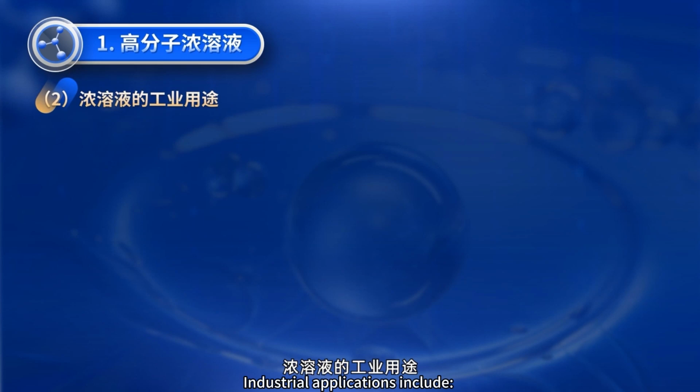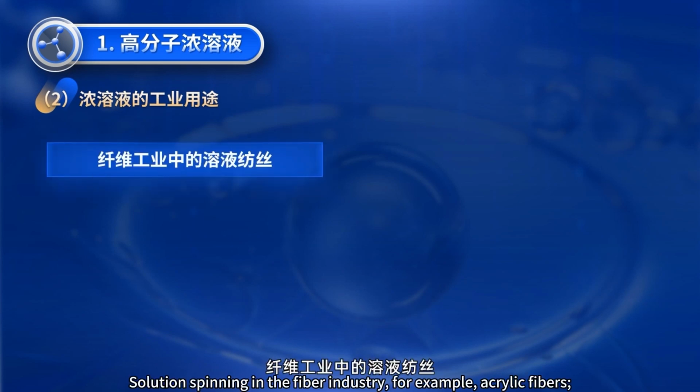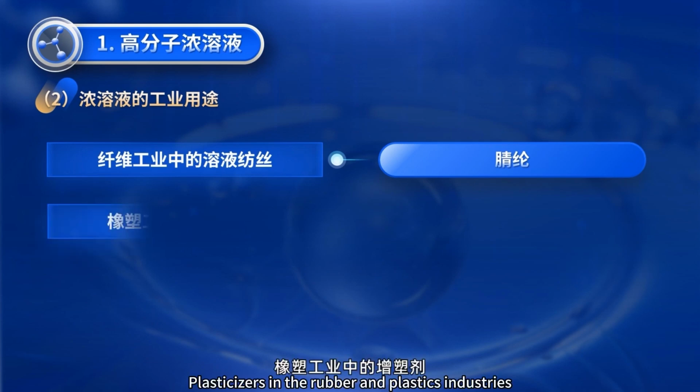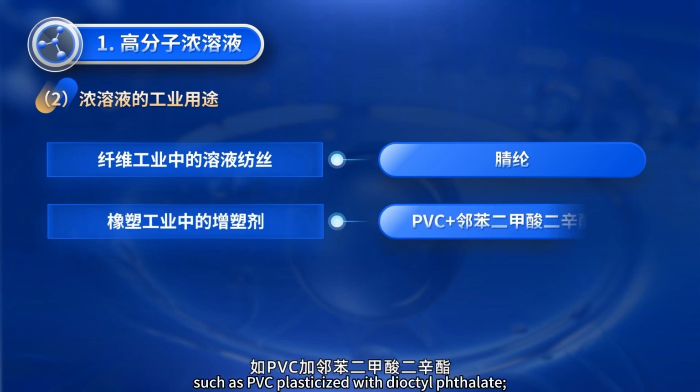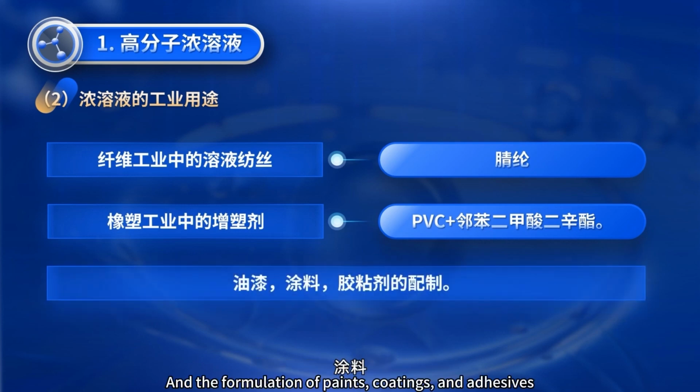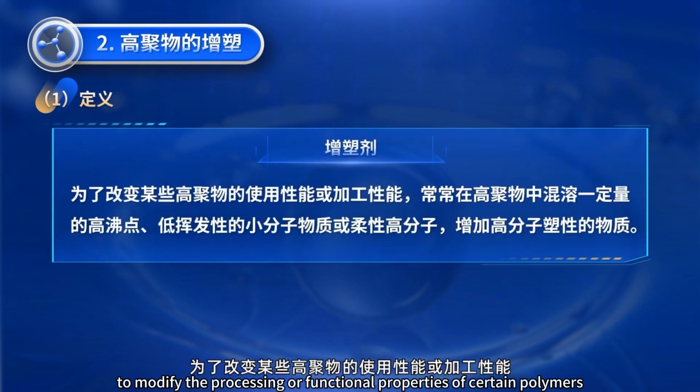Industrial applications include solution spinning in the fiber industry, for example, acrylic fibers. Plasticizers in the rubber and plastics industries, such as PVC plasticized with dioctyl phthalate, and the formulation of paints, coatings, and adhesives. Definition: to modify the processing or functional properties of certain polymers.